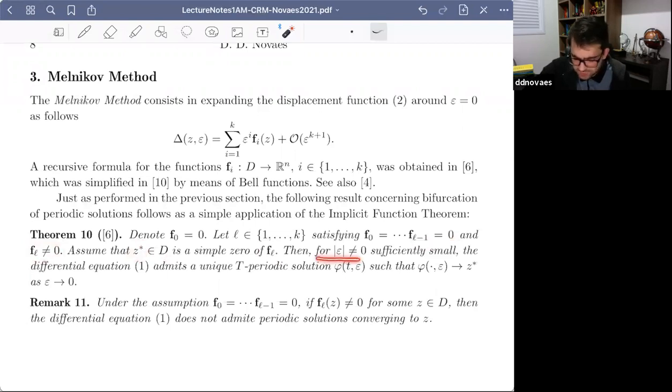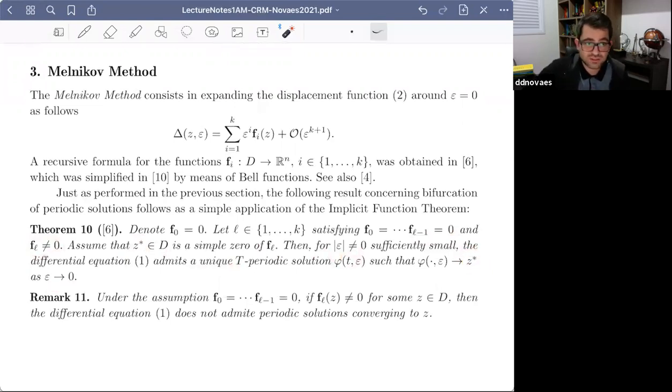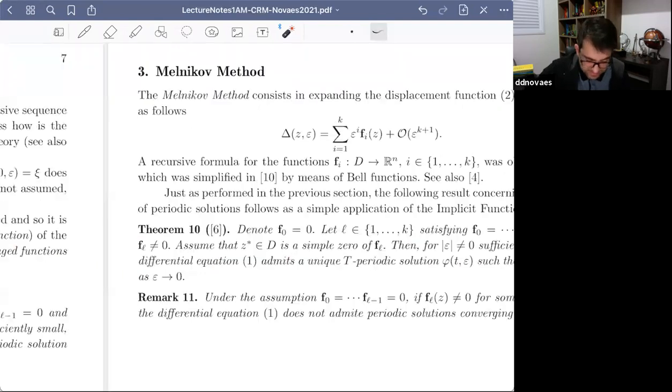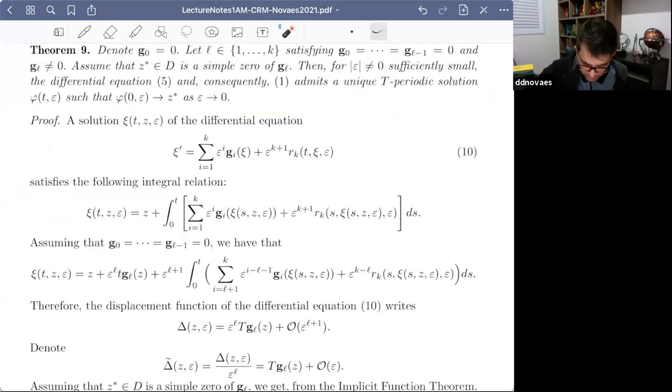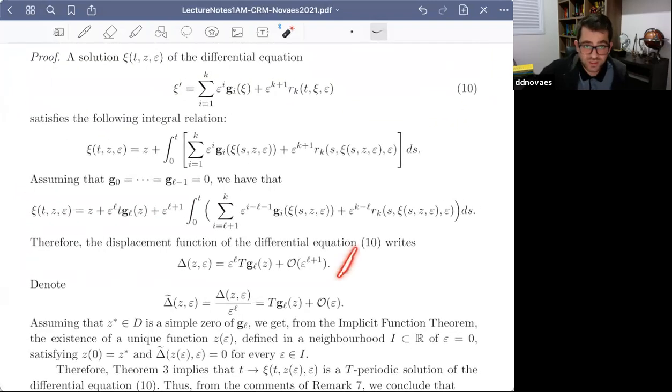Then, for epsilon sufficiently small, the difference equation 1 admits a unique t-periodic solution phi t epsilon converging to the constant function z star as epsilon goes to 0. I'm not going to prove this result here because it's exactly the same proof that we have here. Because here what we obtained was an expansion of the displacement function, but for another difference equation.